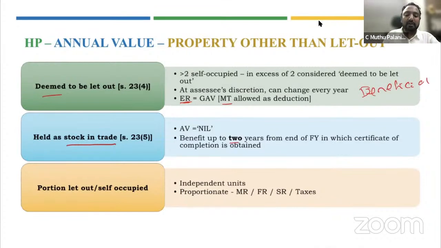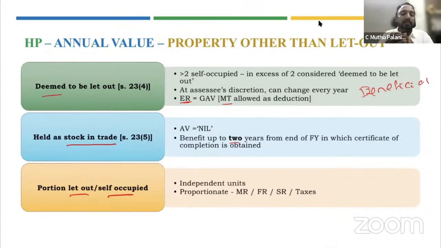Automatically, it has to be calculated as deemed to be let out. And what if this portion is let out, portion is self-occupied? Earlier, we saw partly let out, partly self-occupied. Now we are talking about situations where portion is let out, portion is self-occupied.